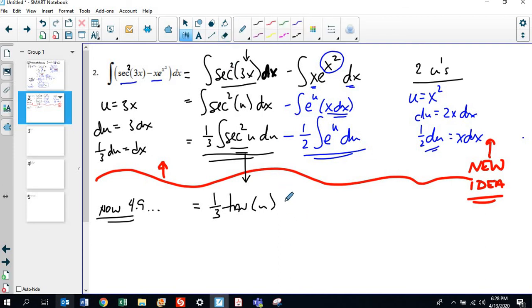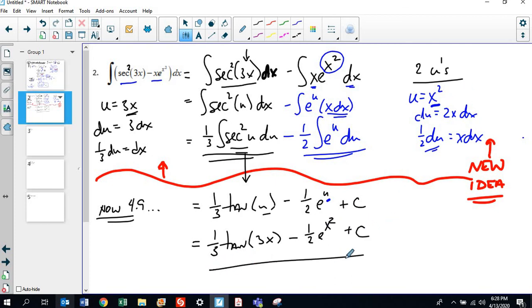The derivative of e to the u is e to the u. The antiderivative is e to the u, and so I get e to the u plus c. And then I need to substitute this u back in here, and I need to substitute this u back in here. All right, so I go back into it, get rid of all my colors, and I get 1/3 tangent of 3x, the appropriate one, minus 1/2 e to the x squared, using this appropriate one, plus c.